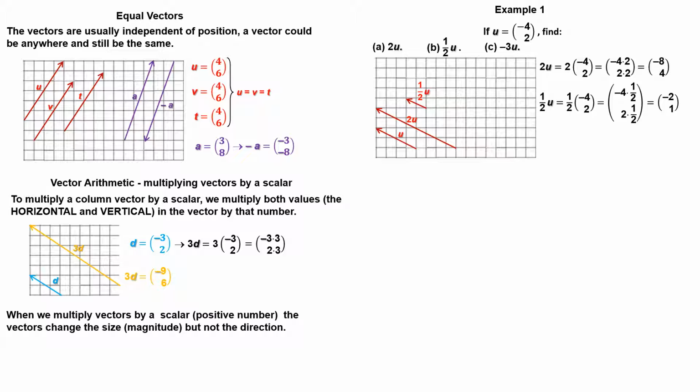Let's multiply u by minus 3. We multiply both values by minus 3. You should notice that when we multiply a vector by a negative number, the vector changes direction.